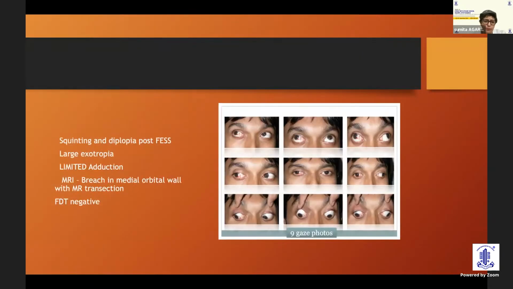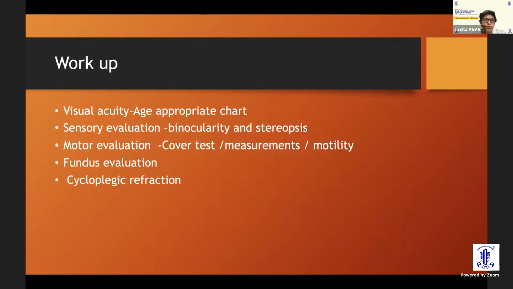Another patient has come to me with exotropia following surgery for FESS, sinus surgery, and again, a large exotropia with limited adduction. MRI shows a breach in the medial orbital wall with medial rectus transection. FDT at this point is negative, but this also could be what we call a paretic or incomitant exotropia. So irrespective of the type of exotropia, your workup should include, especially in a child, visual acuity with an age-appropriate chart.